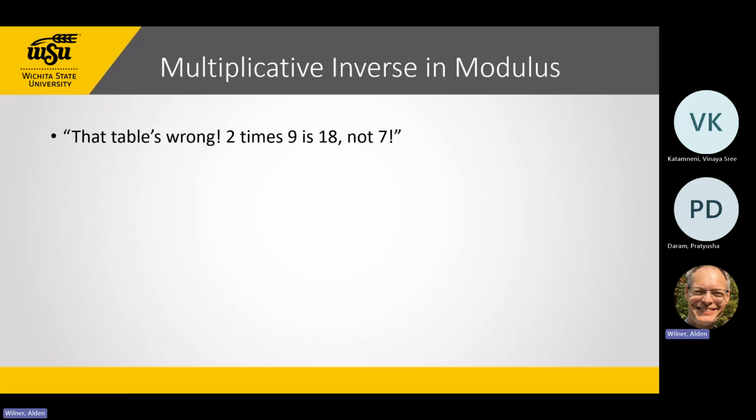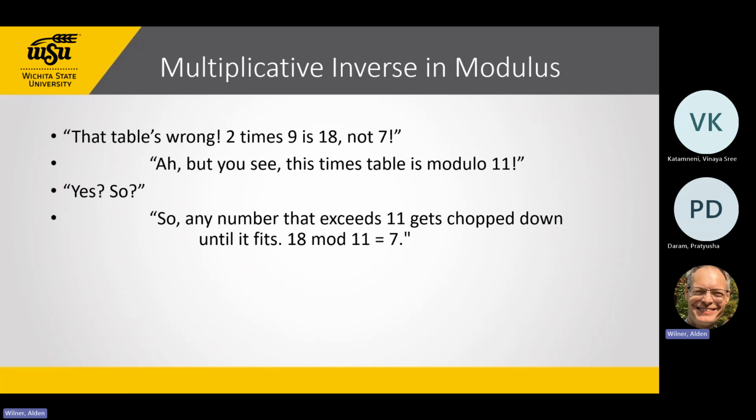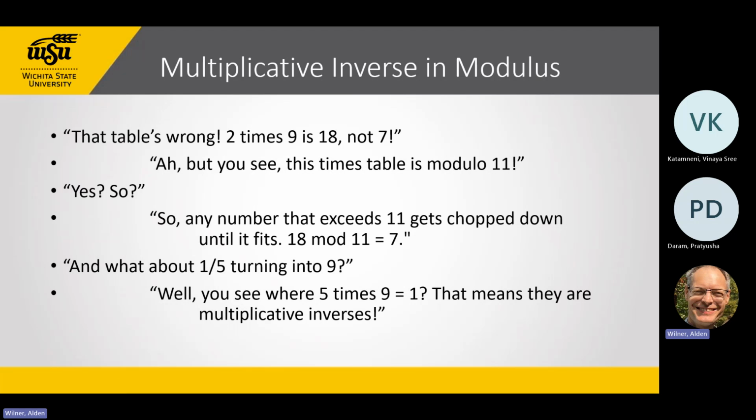That table's wrong. 2 times 9 is 18, not 7. How about you see this times table is modulo 11? So any number that exceeds 11 gets chopped down until it fits. 18 mod 11 is 7. What about 1/5 turning into 9? Well, you see, where 5 times 9 equals 1, that tells us they are multiplicative inverses.